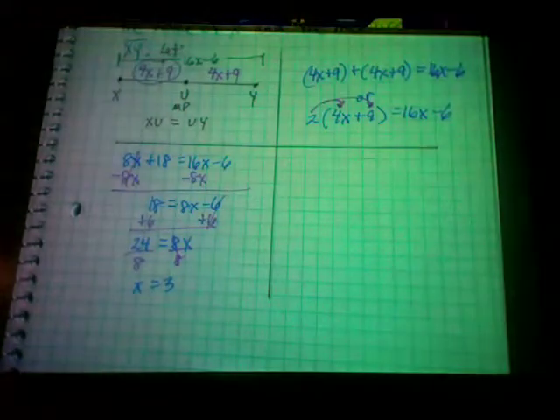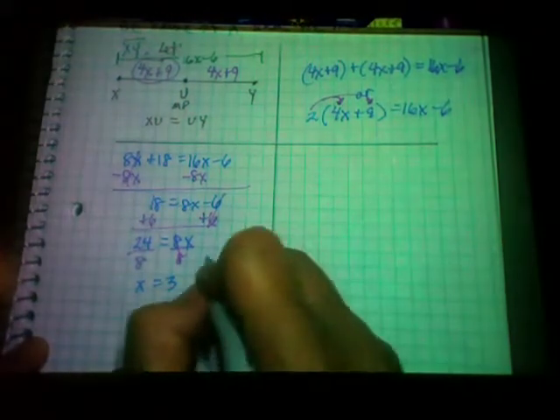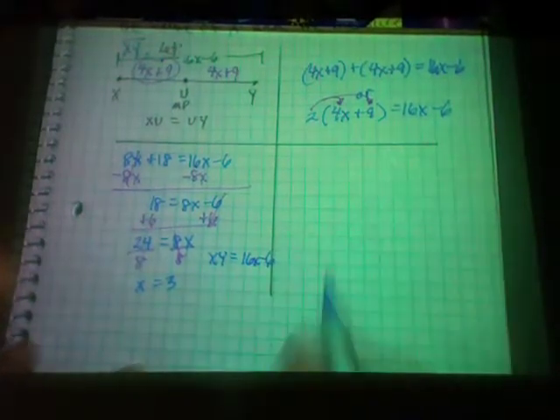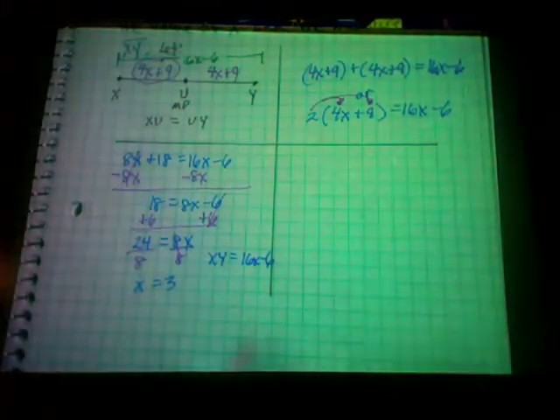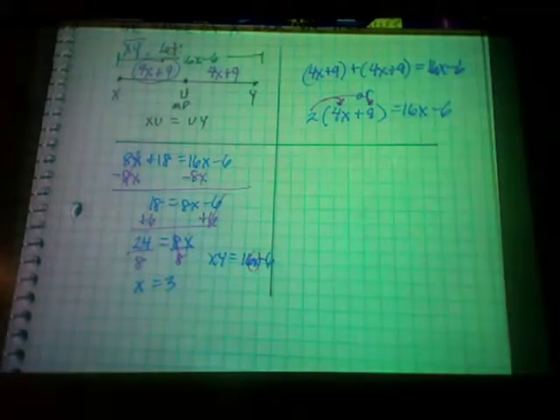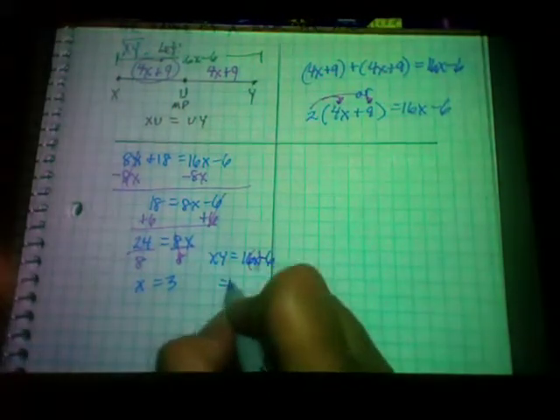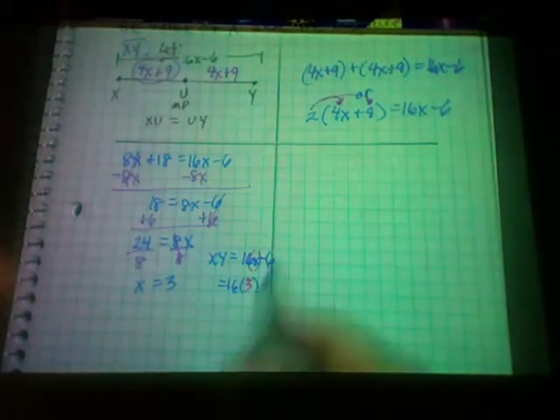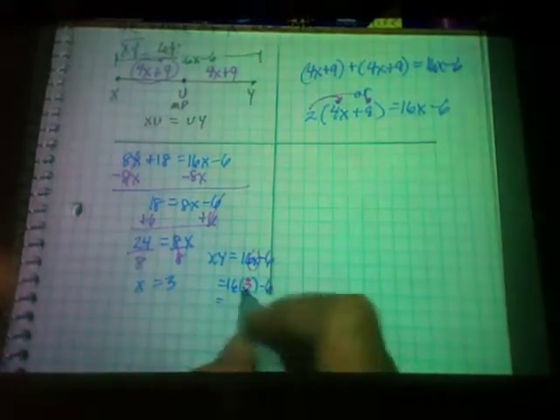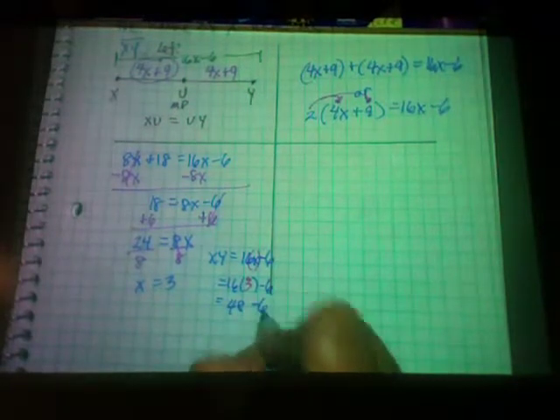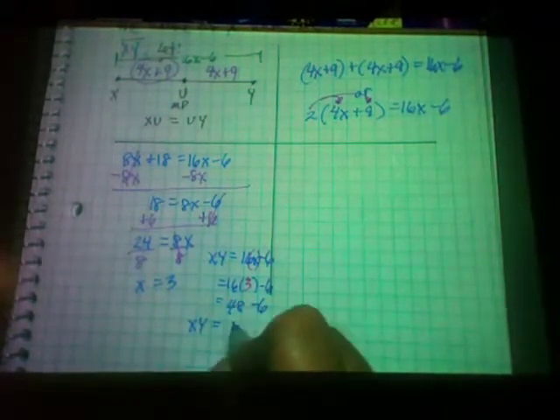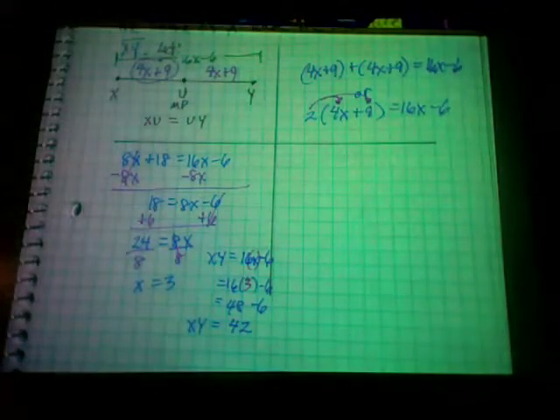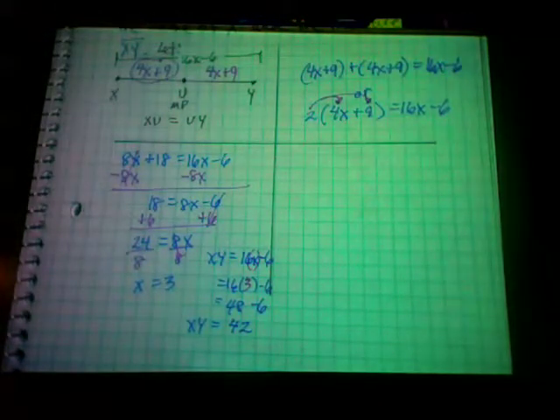So let's go ahead and plug in. XY is equal to 16x minus 6. And then we are replacing x with 3. And so we get 16 times 3. What is that? 48. 48 minus 6 equals 42 units, right?